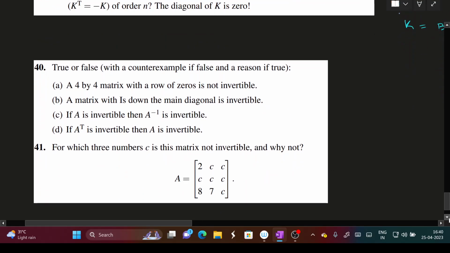So here, these are the last questions of this series. After this, we will stop this video. We have to discuss whether each statement is true or false. If it is false, then we have to give a counterexample. If it is true, then we have to give the reason.